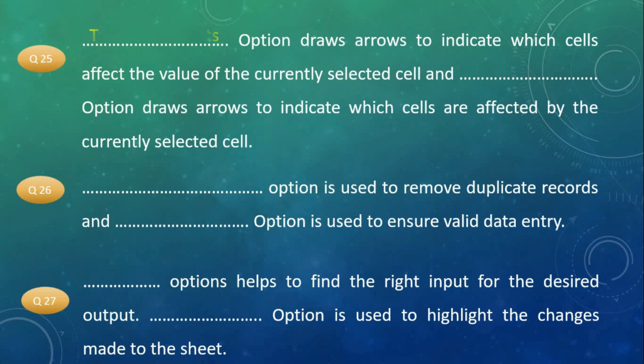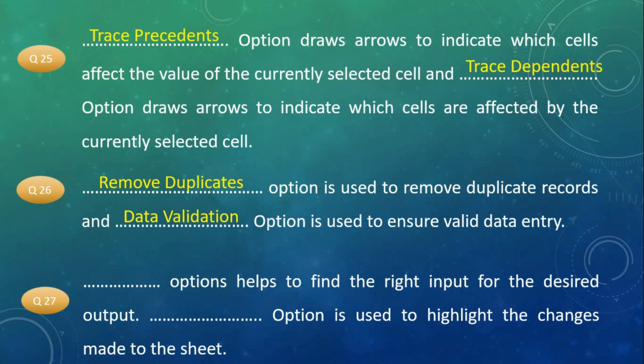The answer for these questions: trace precedents draws arrows to indicate which cells affect the value of the currently selected cell, and trace dependents option draws arrows to indicate which cells are affected by the currently selected cells. Remove duplicates option is used to remove duplicate records, and data validation option is used to ensure valid data entry. Goal seek option helps to find the right input for the desired output, and track changes option is used to highlight the changes made to the sheet.